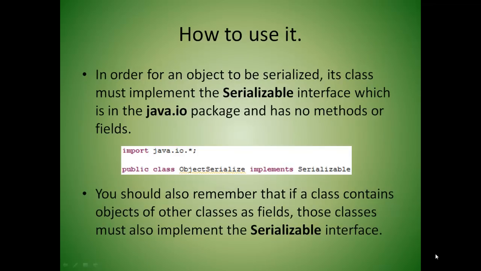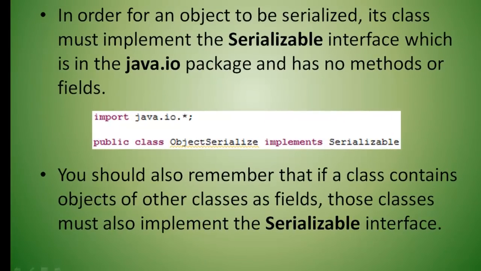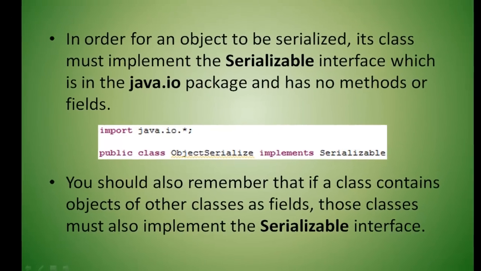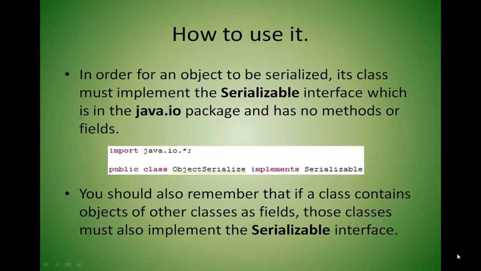In order for an object to be serialized, its class must implement the Serializable interface, which is contained in the java.io package and has no methods or fields. Also, remember that if a class contains objects of other classes as fields, these classes must also implement the Serializable interface in order for the program to work properly.